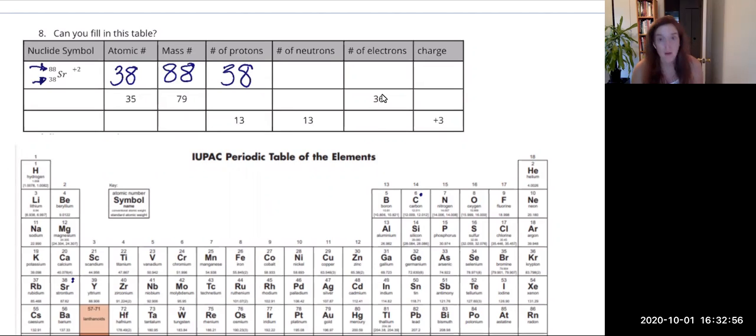Now remember, protons plus neutrons equals mass. So 38 plus what is 88? 38 plus 50. So there's 50 neutrons in there. Okay, they told us the charge of the strontium ion is +2. It's a +2 charge, which means it must have 2 more protons than electrons. And that means it must have 36 electrons because 38 is 2 higher.